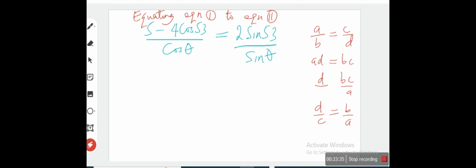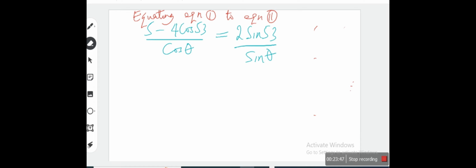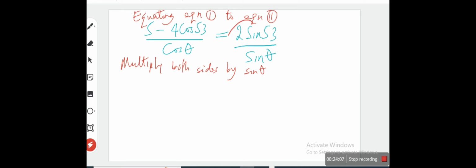Or instead of wasting time, I can just say multiply both sides by sin theta. Maybe that will help you. Yeah, so that it doesn't get complicated. Let me just multiply both sides by sin theta. I will tell you why I'm doing that. Shall we? Yes, sure. This will multiply by sin theta, and this will multiply by sin theta.